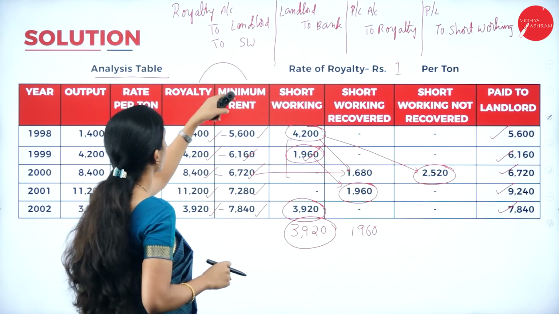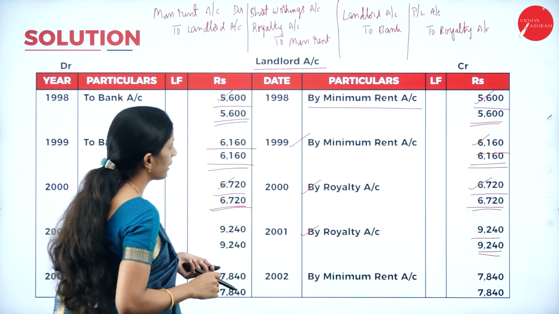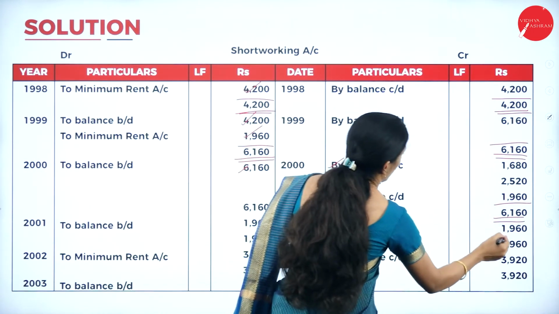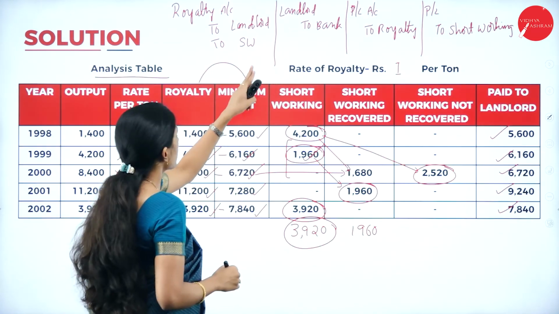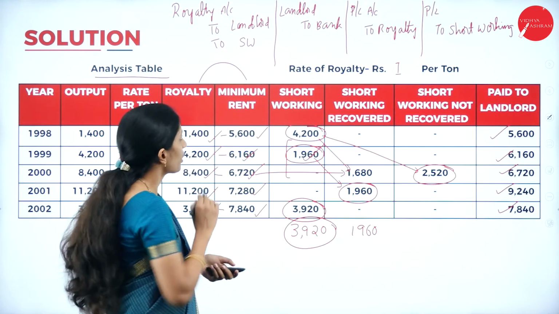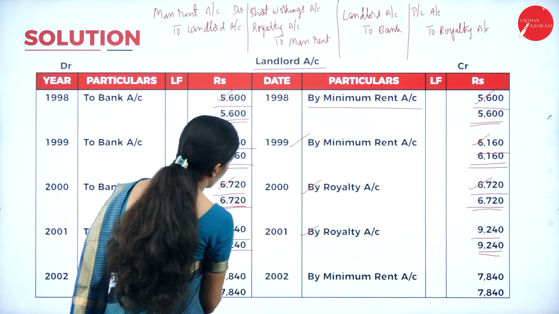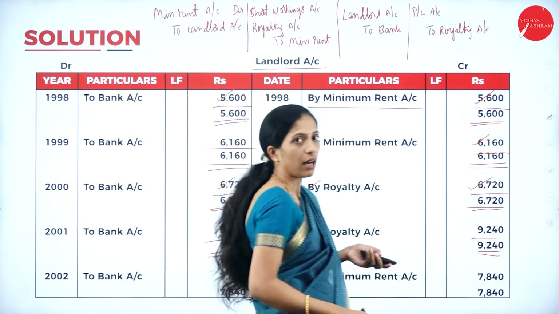Next, in short workings, how do you write? By royalty. So what is the amount of short workings? That you will write, by royalty 1,960. Next, landlord to bank. So in landlord, how do you write? To bank, 9,240. So both the sides are equal now.